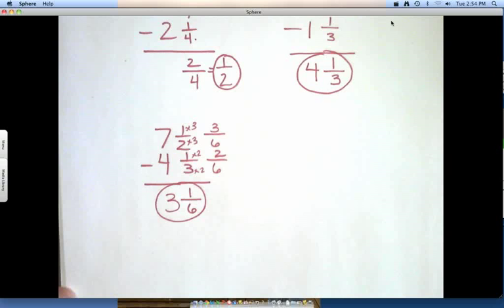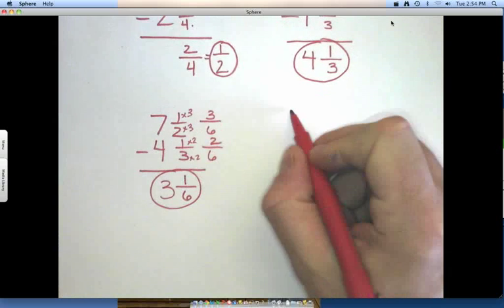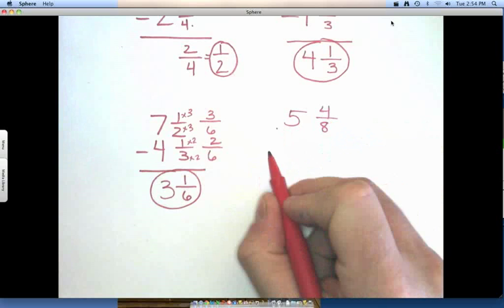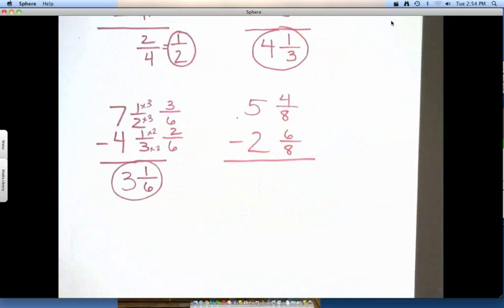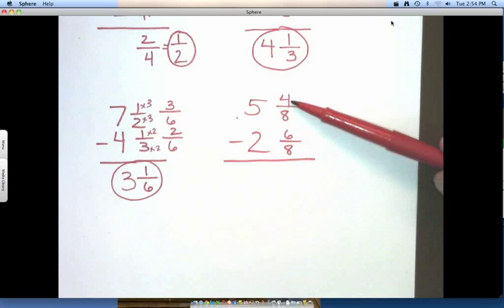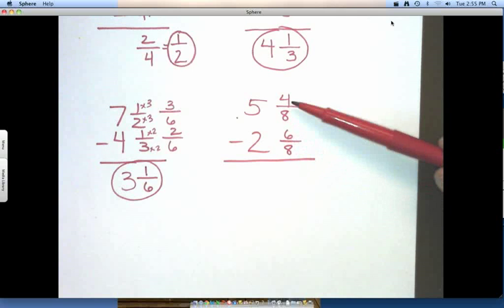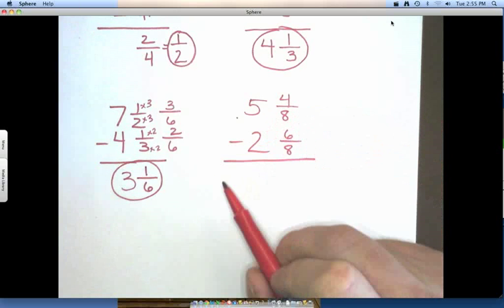I am going to show you one more problem. This one, let's say 5 4/8 minus 2 6/8. This one does not work quite so easily. You do have to rename, because 4 minus 6 you cannot do. It'd be different if it was 5 6/8 minus 2 4/8. We would be able to do that. But it is 5 4/8 minus 2 6/8. So we have to rename the fraction.